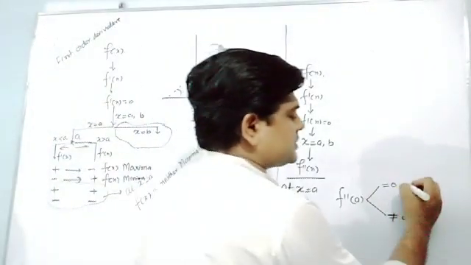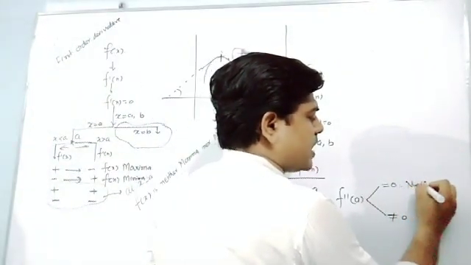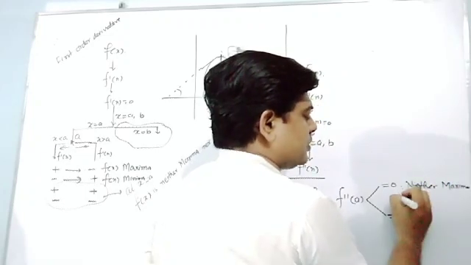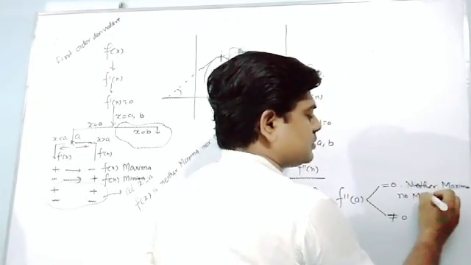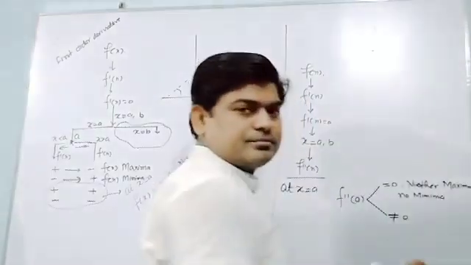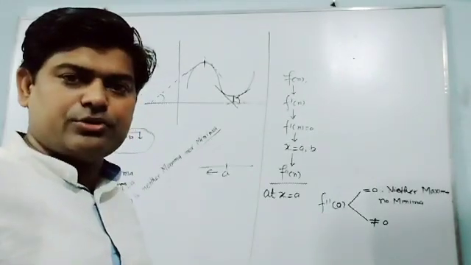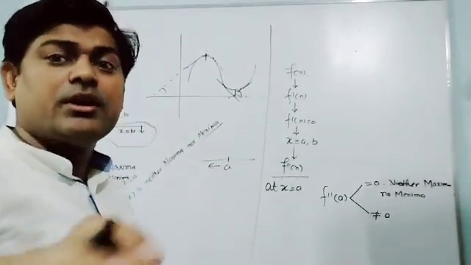But at your level, in class 12, simply if f double dash a is equal to 0, I can say it's neither maxima nor minima. Please listen to me very carefully. Neither maxima nor minima when it is 0.